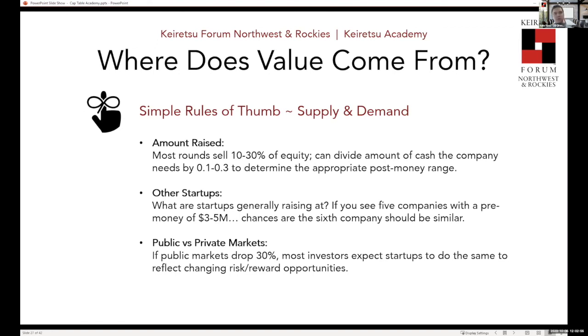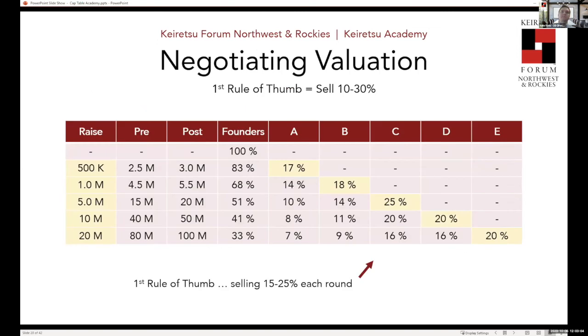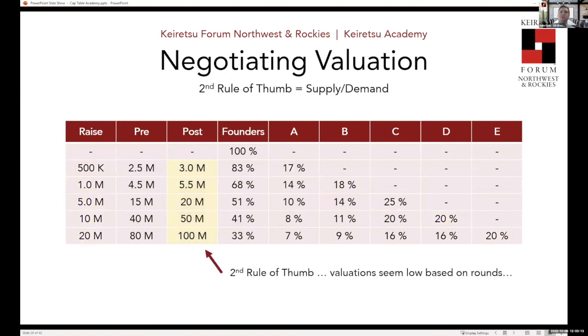And of course, we also want to be aware of what's going on in the public markets and make sure that the risk-reward supply-demand negotiations reflect those changes. You can see from our prior examples here, I modeled it after these rules of thumb. We had the company selling about the right amount of equity in each stage.